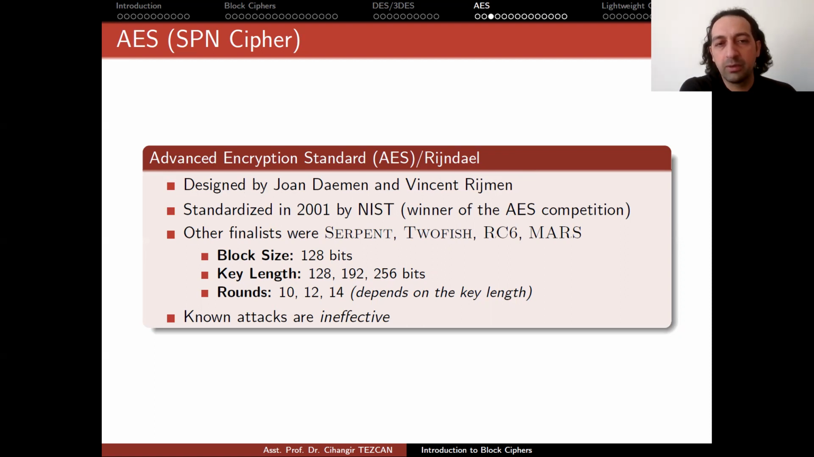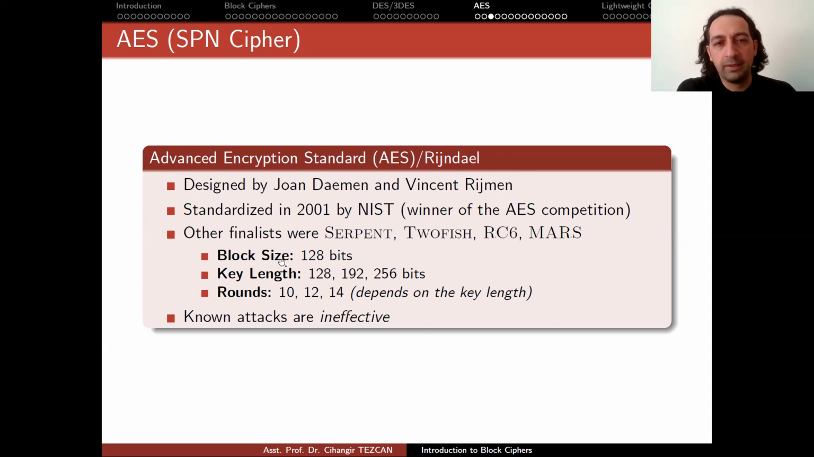Other finalists of the competition were Serpent, Twofish, RC6, and MARS. So you can see these algorithms in some of the open source libraries like OpenSSL, but they're not standardized anywhere. As far as we know they are secure, but using them might not be a good idea since they're not standardized anyway.